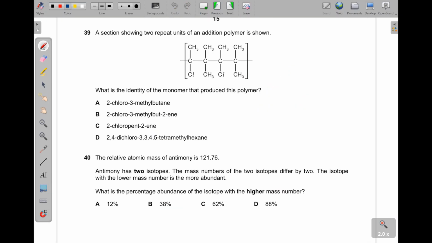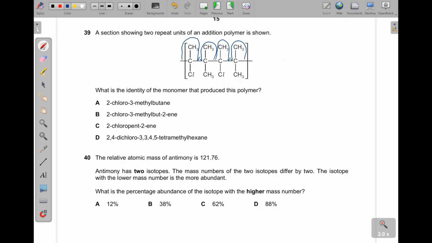Question 39 is coming from polymerization. A section showing 2 repeat units of an addition polymer is shown. What is the identity of the monomer that produced this polymer? Now, I can break this one like this, bring this one back, then also here. You continue like that, bring this one here, then this one like this.